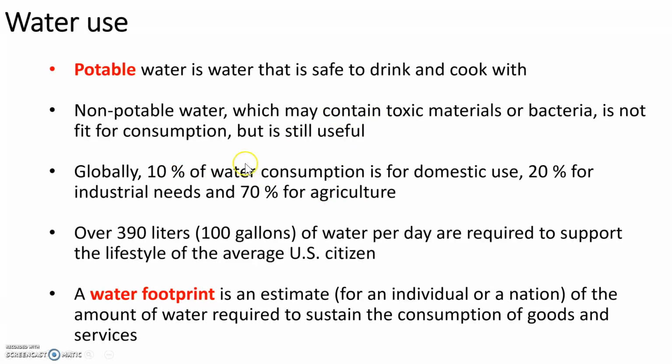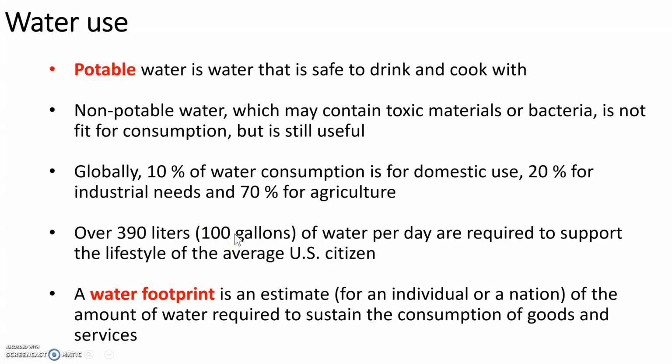Only about 10% of the water that we use is for domestic use, so the water coming into our house for bathing and cooking, drinking. 20% is industrial use and 70% is agriculture. And these numbers vary from country to country. In the US, the average US citizen uses 100 gallons of water a day, or 390 liters. So we use a lot of water.